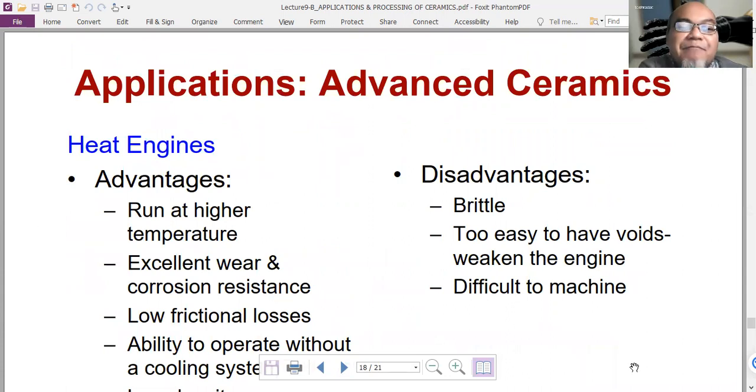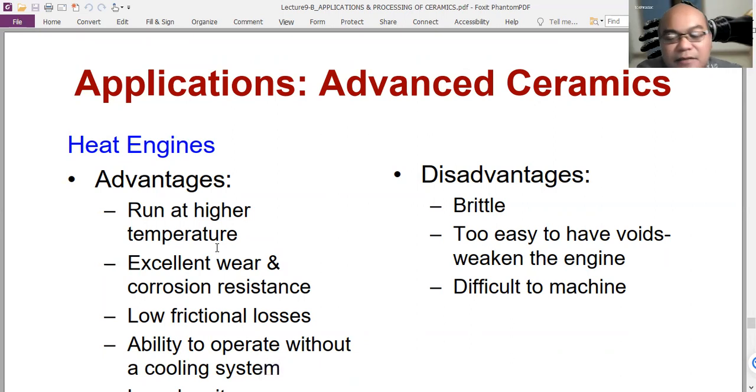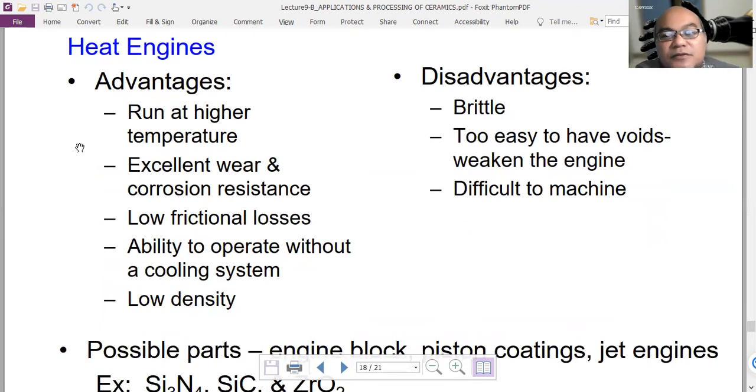So advanced ceramics are used, as mentioned also in the previous slide, for heat engines, for example, as the blade, as a rotor component, etc. The advantage of using ceramics is they can run at higher temperature. For blades or turbines that need to be at high temperature, you have to use ceramics. It has excellent wear and corrosion resistance, because it doesn't electrochemically react, it's quite inert, because it is always in charge neutrality. Excellent wear properties, because it doesn't scratch, because it is very hard.